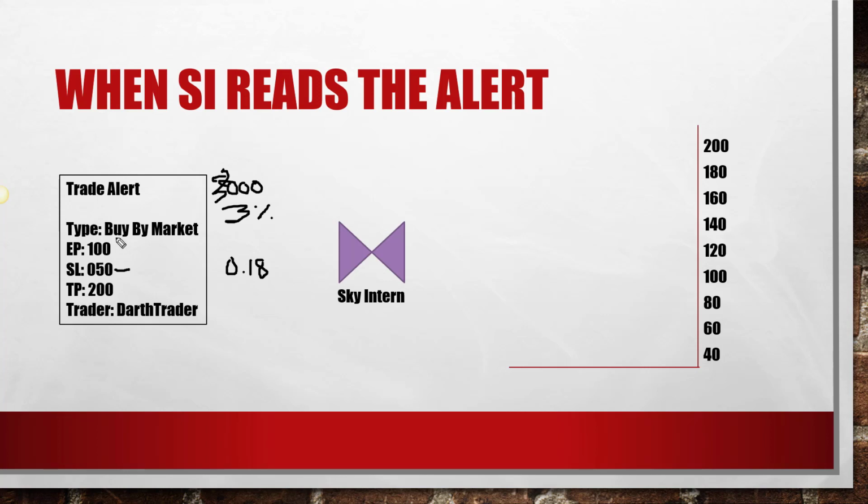Now again, this is assuming that it gets in at exactly the entry price, 50 pips. So now, what happens if my pip tolerance is set to 10 pips?